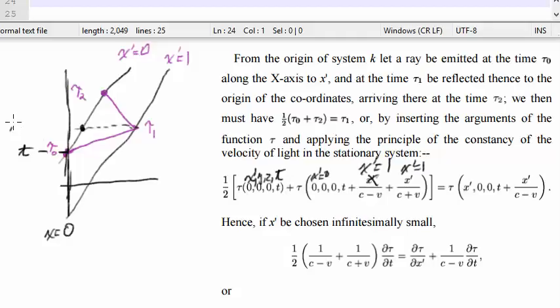this will be time t plus x over c minus v. I'm sorry, t plus 1 over c minus v. And then this time here will be t plus 1 over c minus v plus 1 over c plus v.